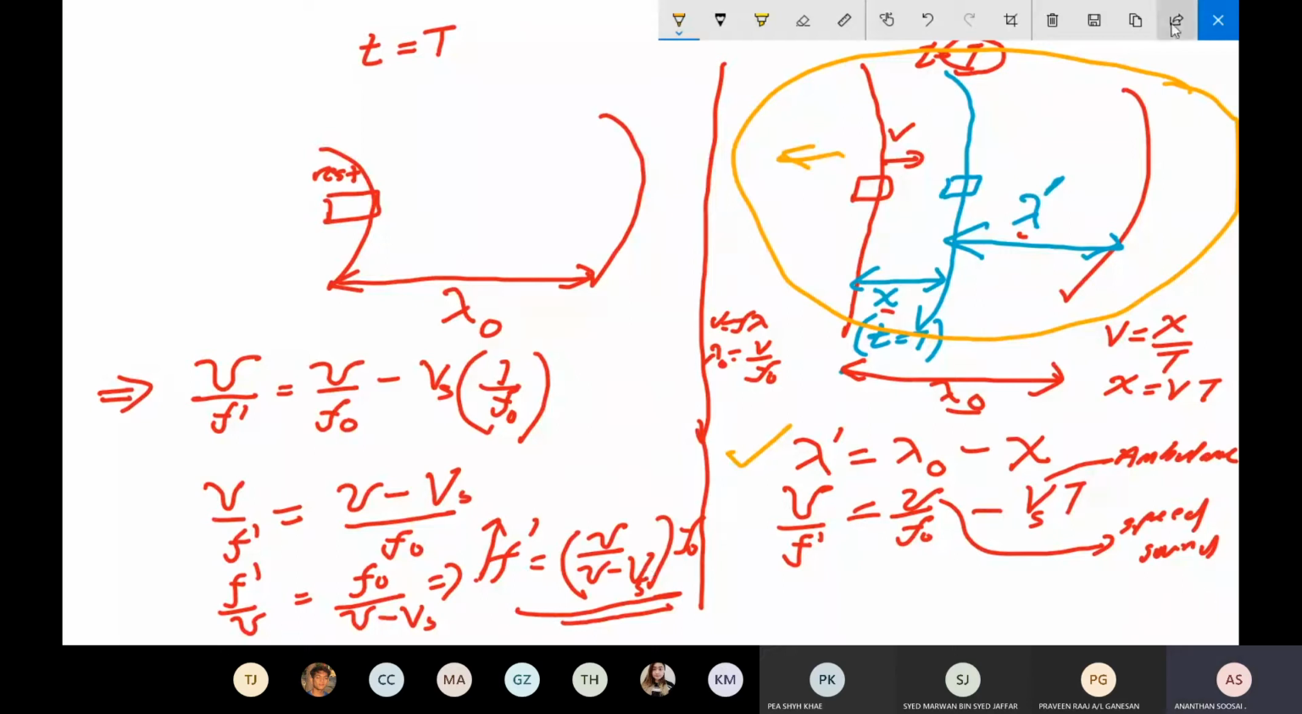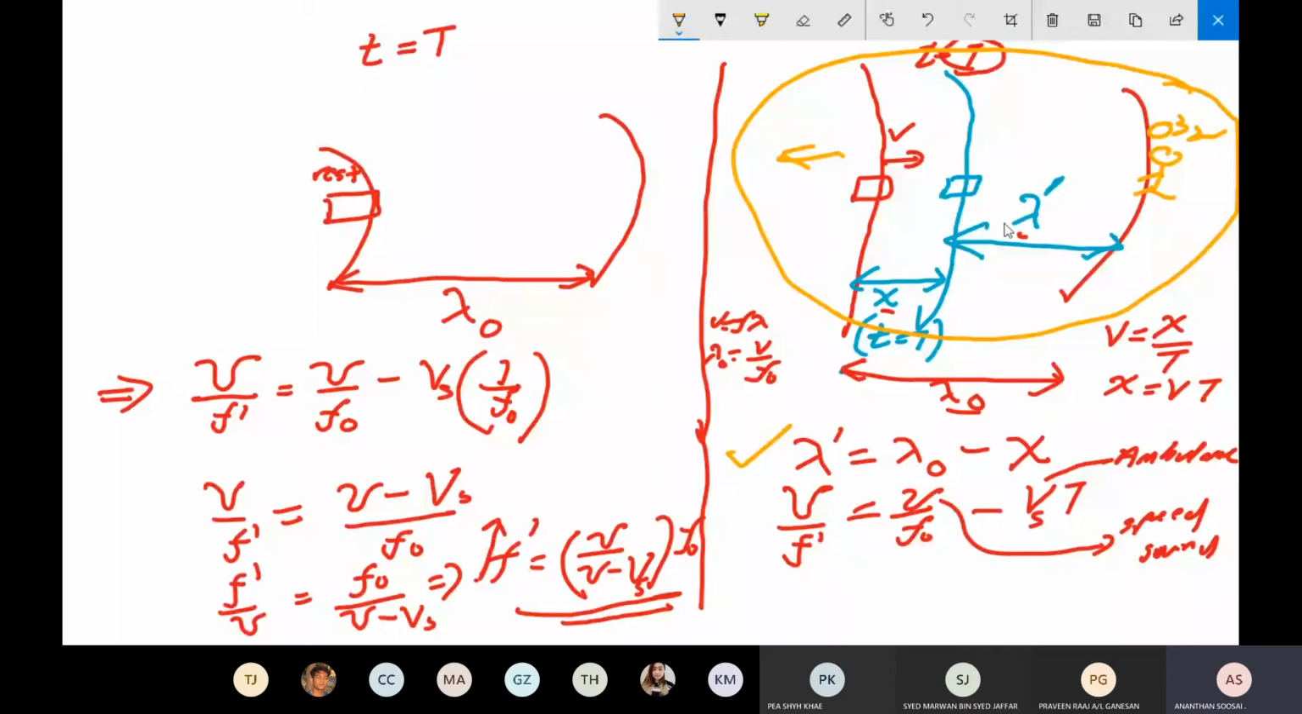Question: which way is the observer in the diagram? The observer is here, because this is the ambulance and this is the wavelength. You are standing here. This is the observer. So you will sense a shorter wavelength. The wavelength is getting shorter for you.